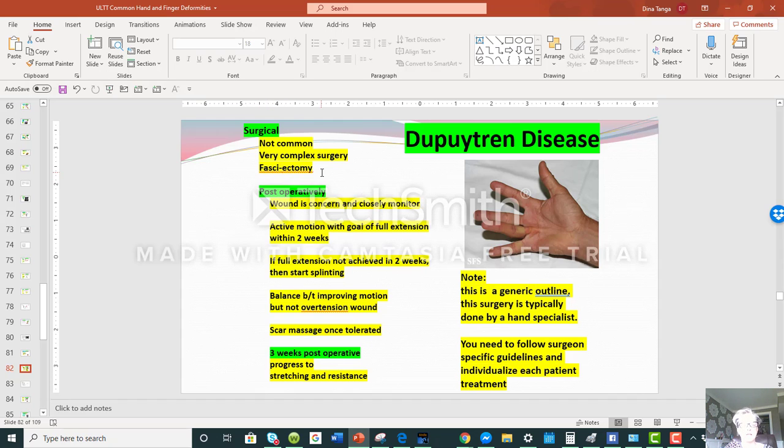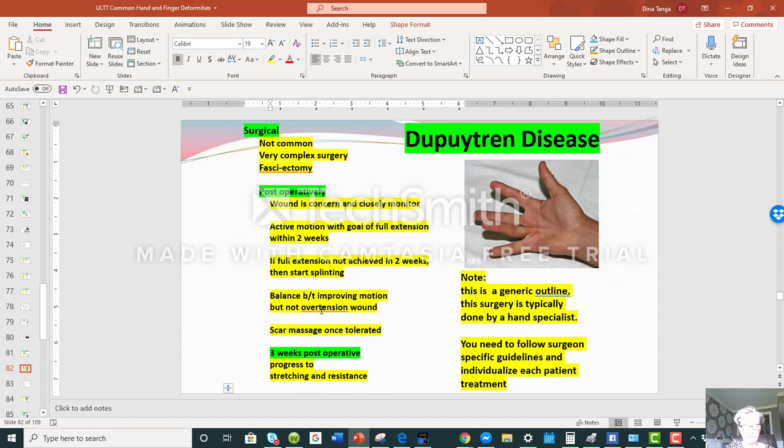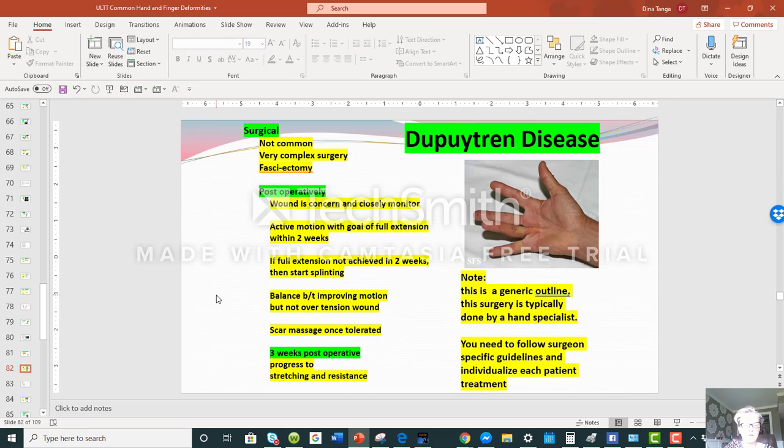Fasciectomy. Wound is a concern and closely monitored. Active motion with goal of full extension within 2 weeks. If full extension is not achieved in 2 weeks, then start splinting. Balance between improving motion but not over tension on the wound. Scar massage once tolerated. 3 weeks post-op, progressive stretching and resistance. You need to follow the surgeon-specific guidelines and individualize each patient treatment.